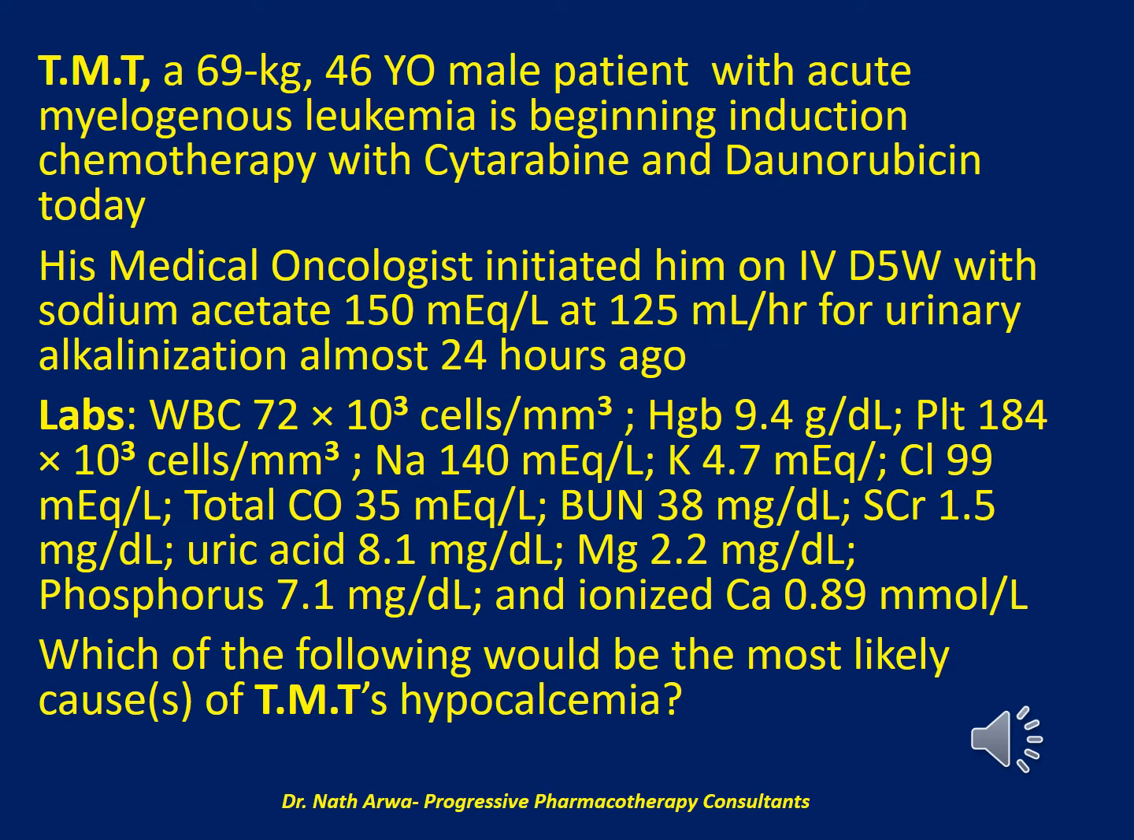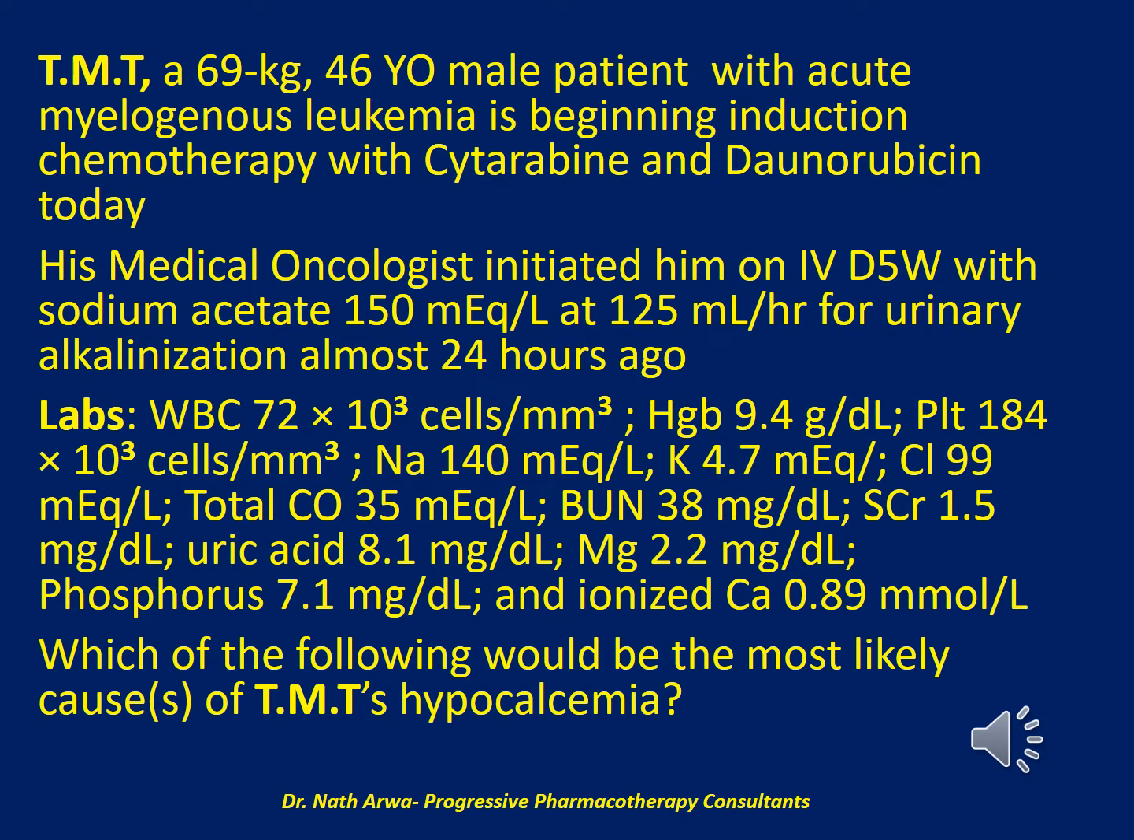And the next question reads, TMT, a 69 kg, 46-year-old male patient with acute myelogenous leukemia is beginning induction chemotherapy with cytarabine and daunorubicin today. His medical oncologist initiated him on IV 5% dextrose in water with sodium acetate 150 milliequivalents per liter at 125 milliliters per hour for urinary alkalinization almost 24 hours ago.